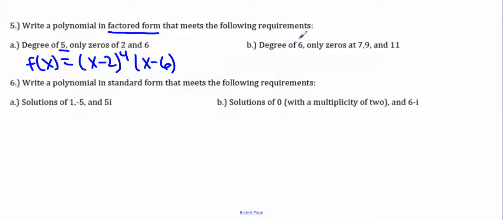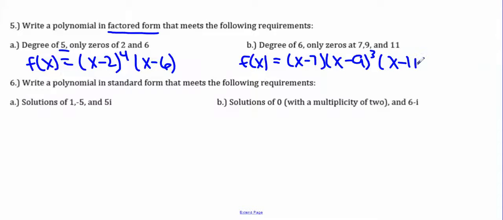So degree of 6, only zeros at 7, 9, and 11. So this could have multiple different answers, but just remember when you add up the degree of all of your factors, it has to equal 6. So I'm just going to have 7 be a multiplicity of 1, so that's 1. 9 have a multiplicity of 3, so that's 4 total. And I'll have 11 be a multiplicity of 2. 1, 2, 3, 4, 5, 6. Your answer might be different.